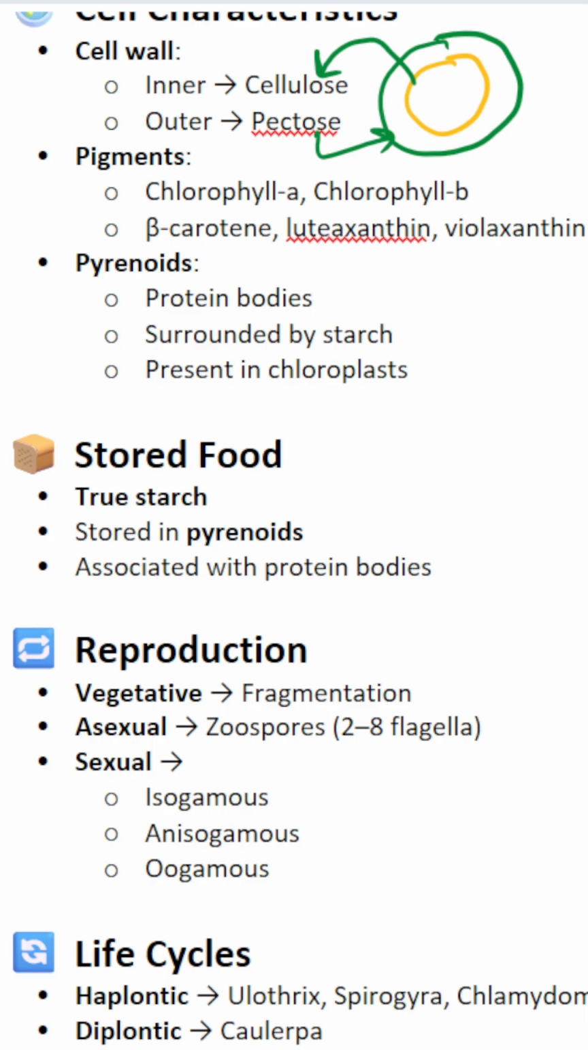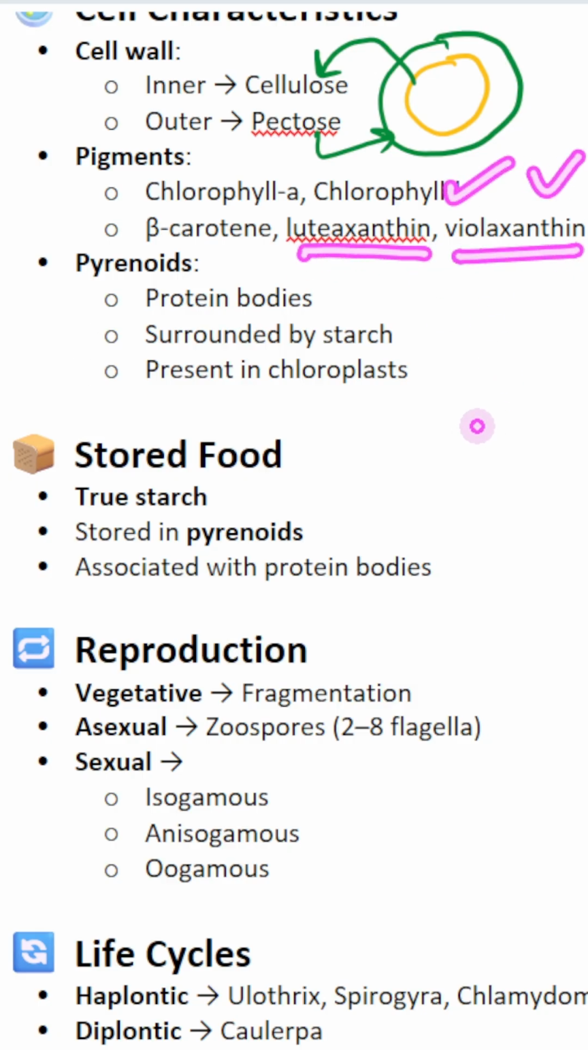Now let's move into its pigments. We find the algae are green plants, so they synthesize their own food and have pigments present. Chlorophyll a is the universal pigment, and simultaneously it also contains chlorophyll b. It also contains the universal pigment beta carotene, and in addition to beta carotene, it also contains lutein, xanthophyll and violaxanthin as pigments.